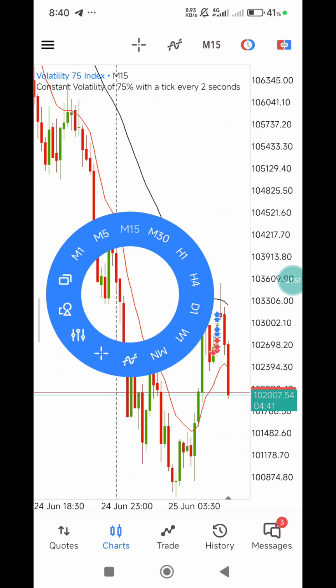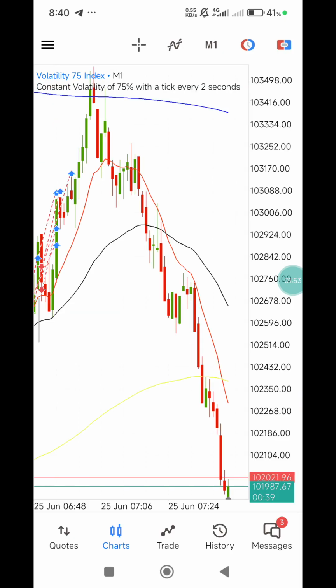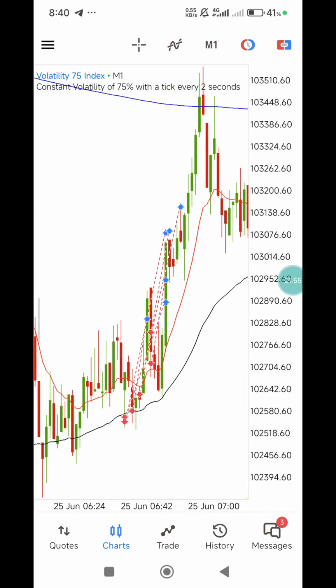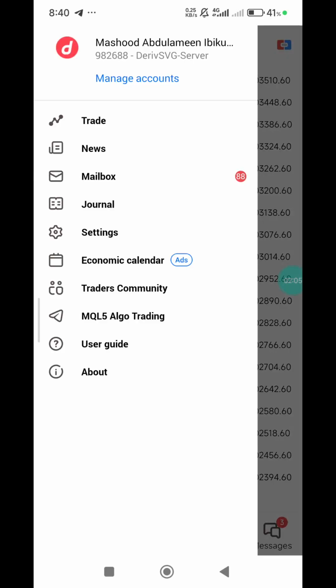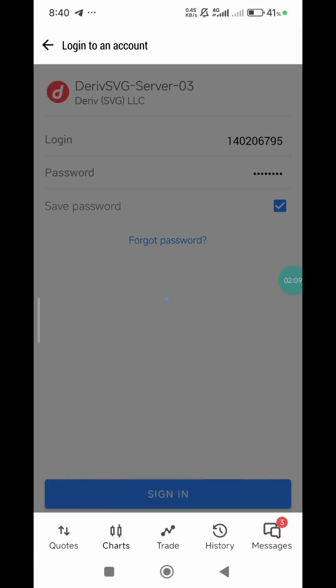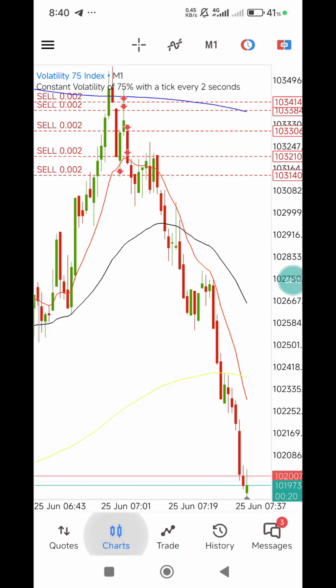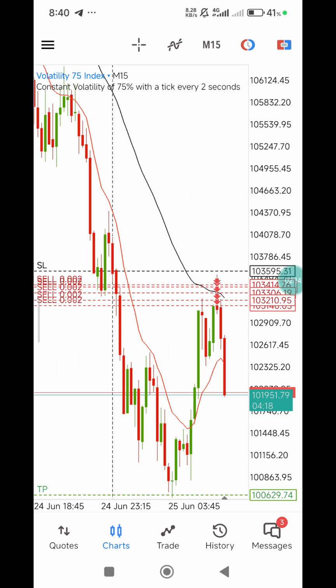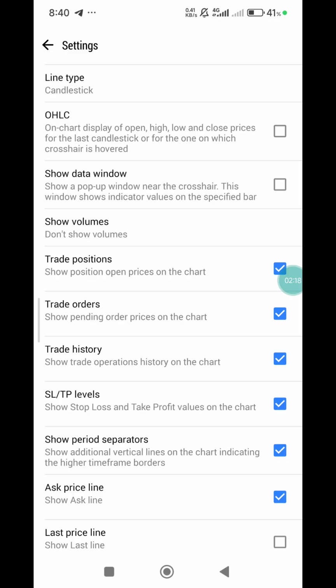Right, so you can see this was the entry. The first entry for sell was here. That was around 6:47 my time, and it hit our SL. So let me now show you why it hit our SL and how it should have been. Right, so this particular candle, let me close the trade position.